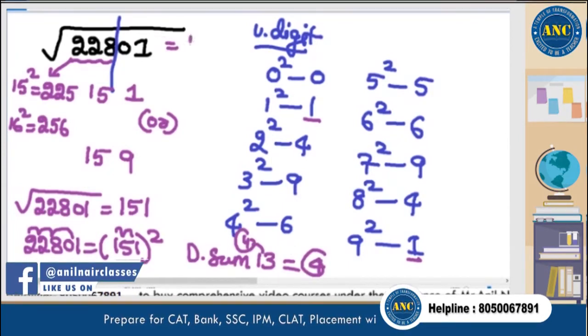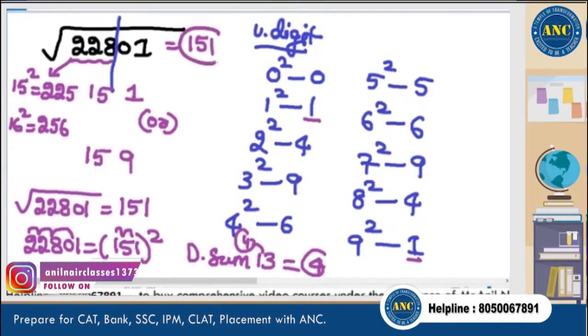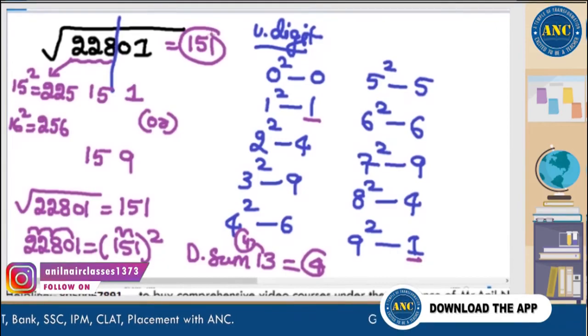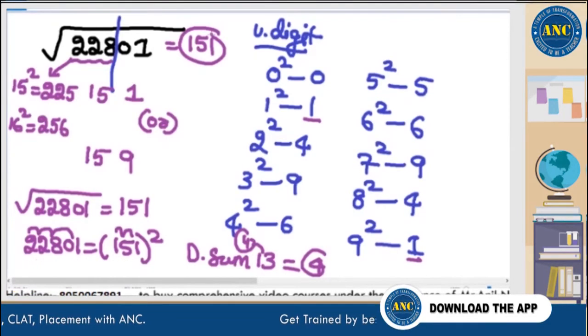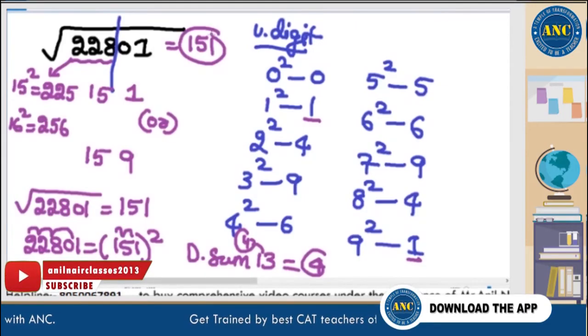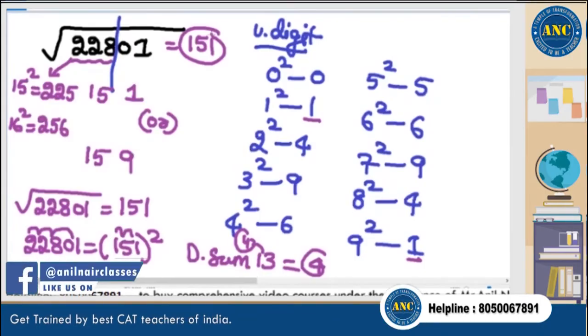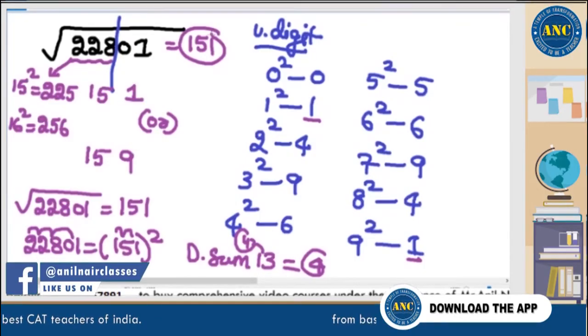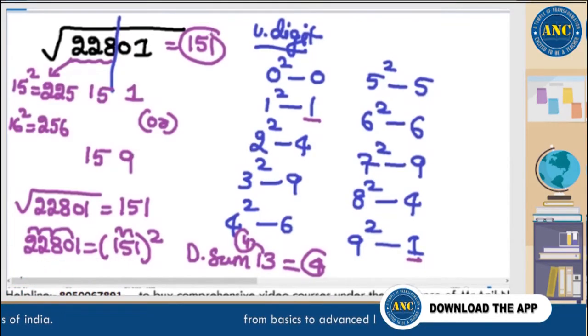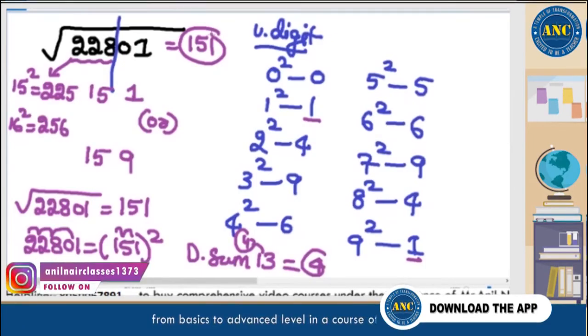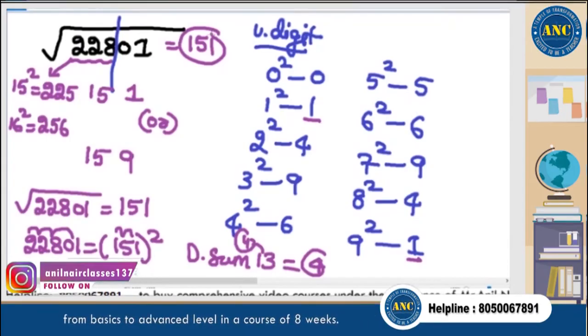So root of 22801, the answer is 151. I hope it is clear. Root of 22801, the unit digit is 1. If the unit digit is 1, then 0 square, 1 square, 2 square.